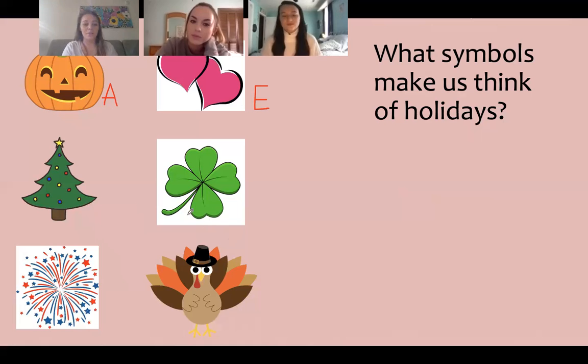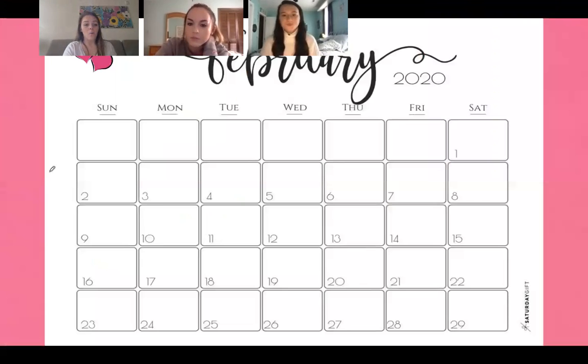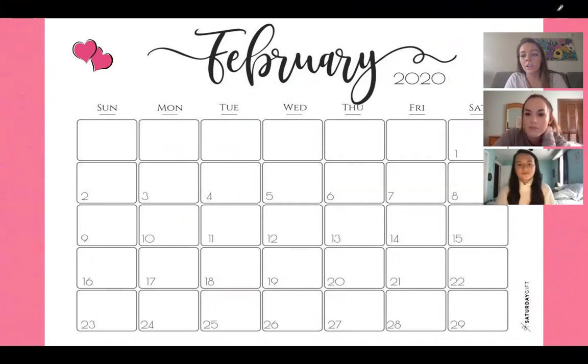Okay. So now that we have looked at all of our symbols, we're going to talk about where they go and what they have to do with a calendar. So we have the hearts up here, and Emily told us that the hearts represent Valentine's Day. So something you can do with symbols is put them on a calendar, so that using symbols is a creative way to mark when a holiday is.